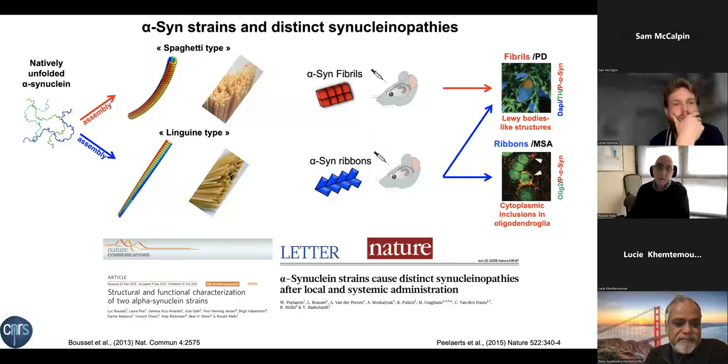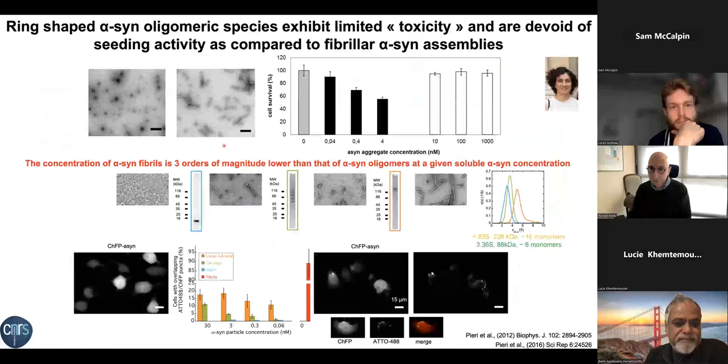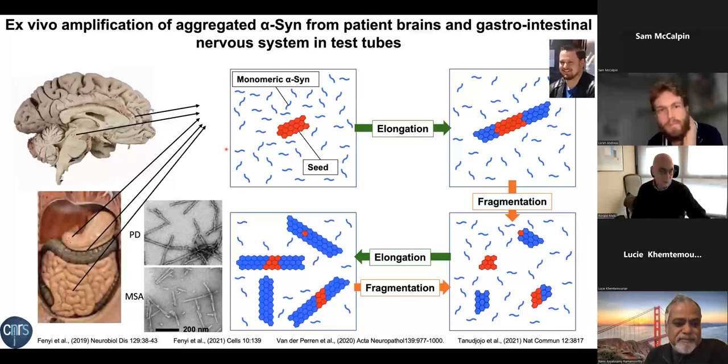And I like to compare these fibrils to pasta, because the fibrils look really like spaghetti and the ribbons look like linguine, another kind of pasta made of exactly the same molecule, but with a different surface and with different properties. I won't get into comparing the fibrils and the oligomers because we don't have that much time. I would like to finish with fibrils that we have been amplifying from patients.